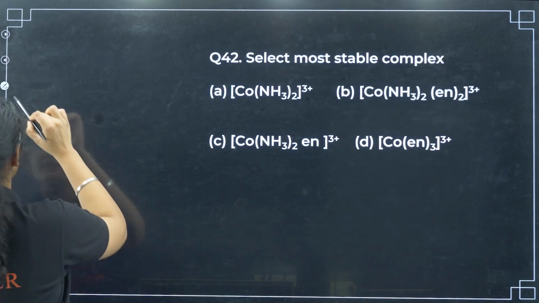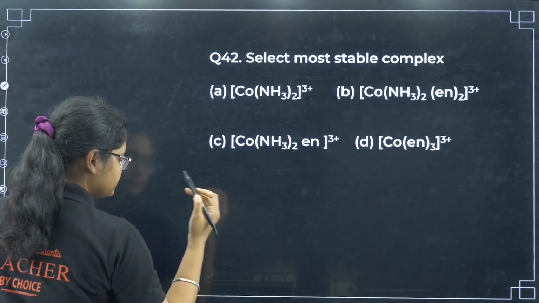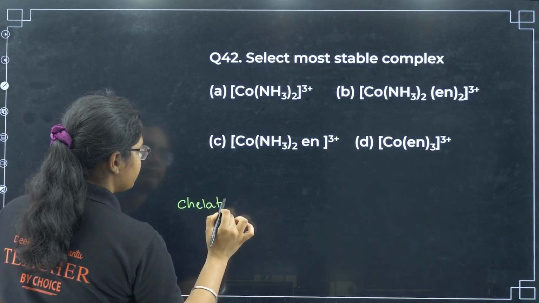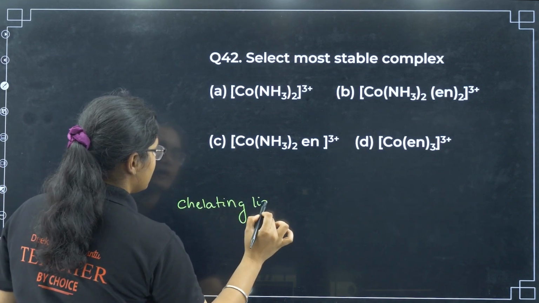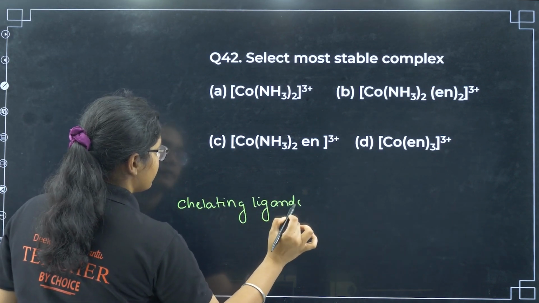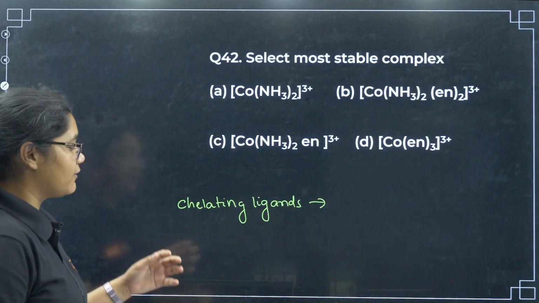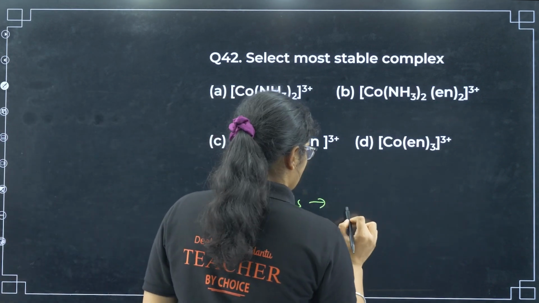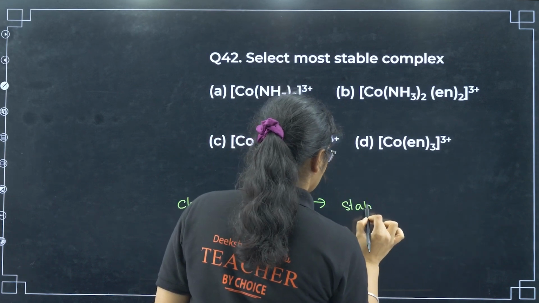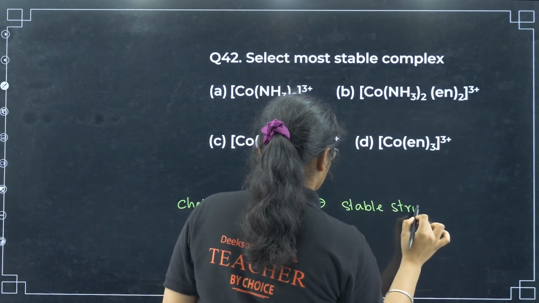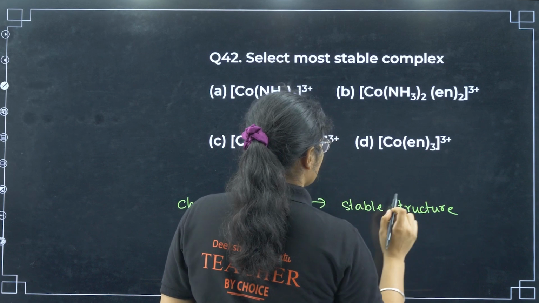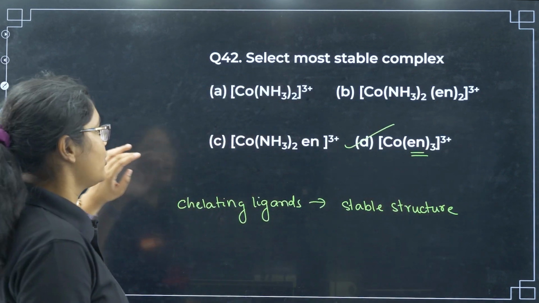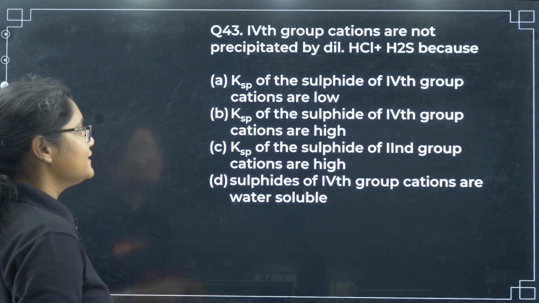Next, we have the most stable complex. If you remember, if I have chelating ligands, and if I have a greater number of chelating ligands, then I get a more stable structure. You can see more chelating ligands are present here, so that is why option number D. Let us see the next question.